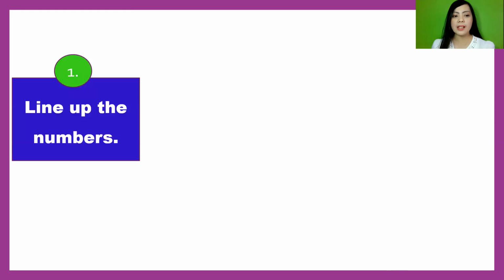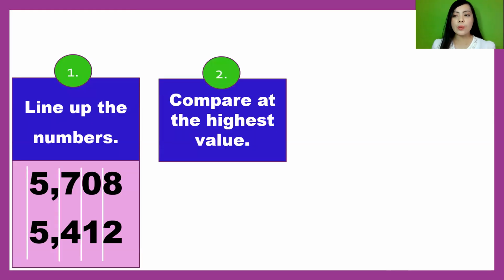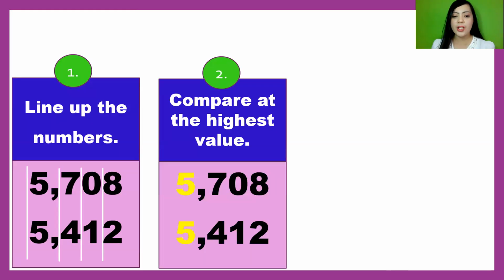Next example, line up the numbers. We have 4-digit numbers. When you say line up, meaning you compare numbers according to their place value. So the next thing you will do is to compare at the highest value. The highest value there is in the thousands place. So there, 5 and 5 are the same again.